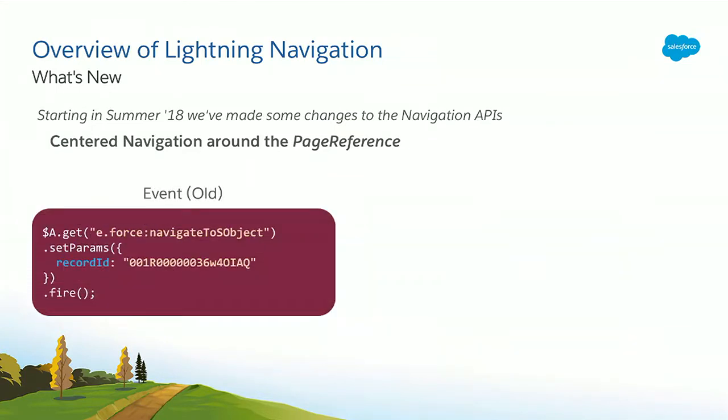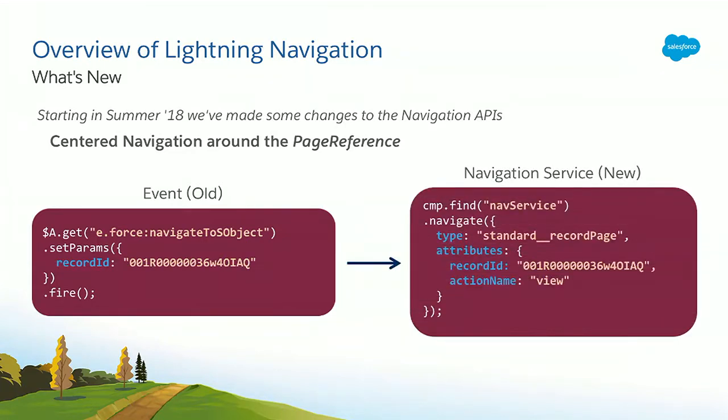So what does this look like? Previously, if you wanted to navigate to a particular record, you had to obtain the NavigateToSObject event, set the record ID on it, and then fire it. What you'll do now is include the Lightning component in your HTML. You'll reference it through an order ID, in this case I call it navService, and then you'll simply call navigate on it.